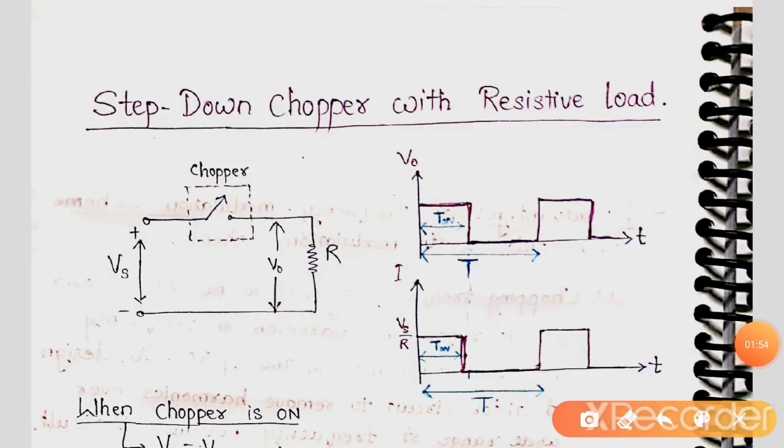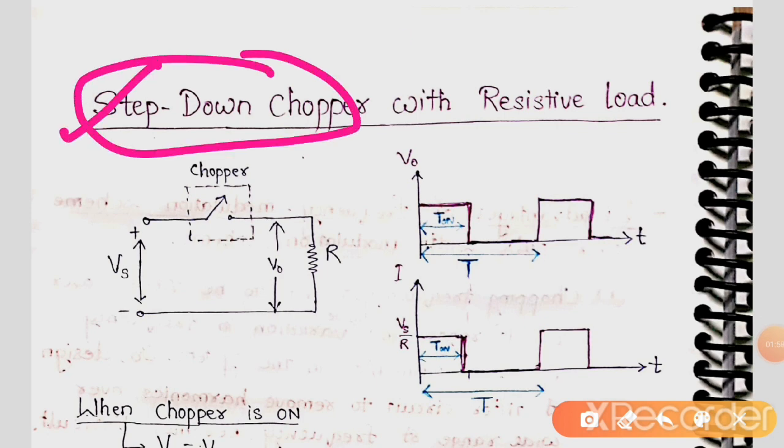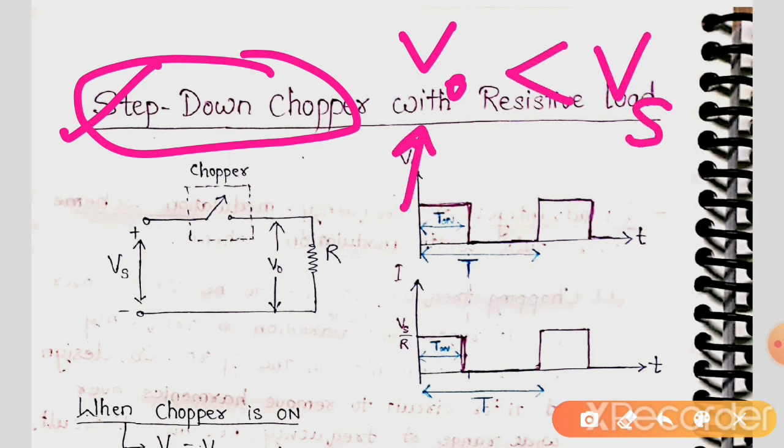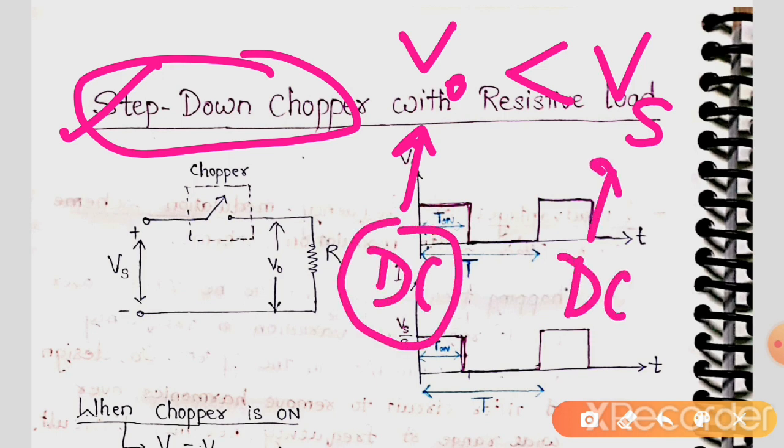Next is step down chopper with resistive load. Step down chopper means the average output voltage is less than the input voltage. Both are DC, but the output voltage magnitude or average value is less than the input voltage. That is step down chopper.